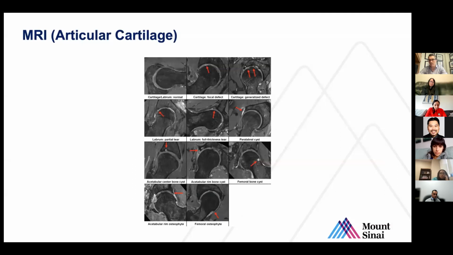Now, we utilize MRI to address cartilage pathology as well. We can see subchondral cysts on MRI. Again, as we discussed, labral tears.